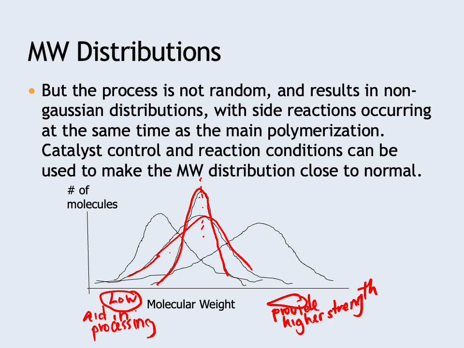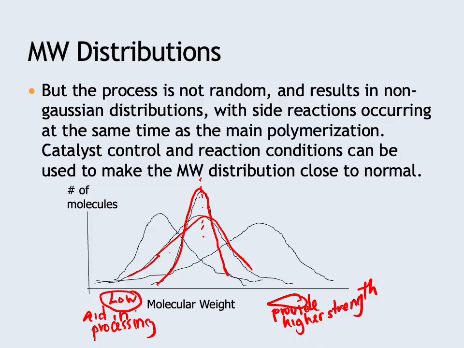So a broad distribution like this one here would offer me an ease in processing and maybe some more resistance to deformation. A narrow distribution like this one will be more homogeneous. And then we'll have sometimes a non-normal distribution where it's tipped toward the low molecular weight or the high molecular weight molecules.